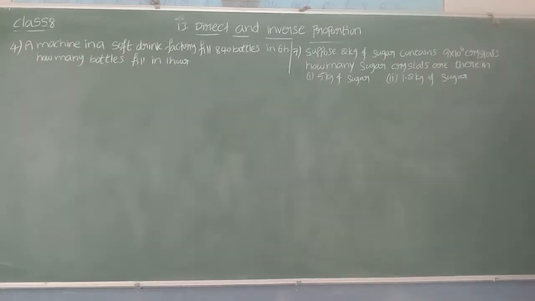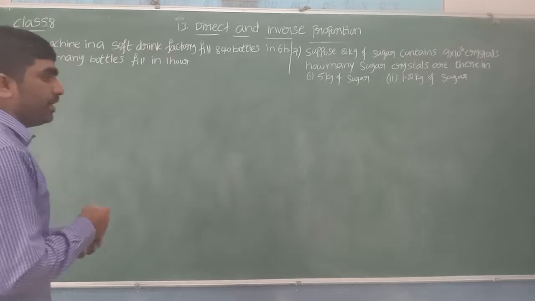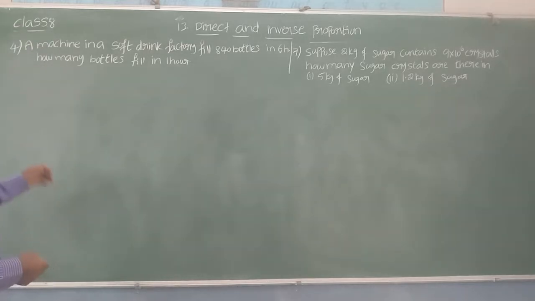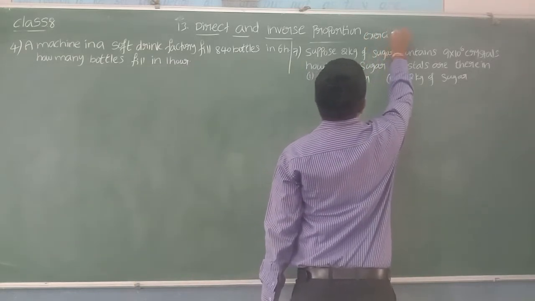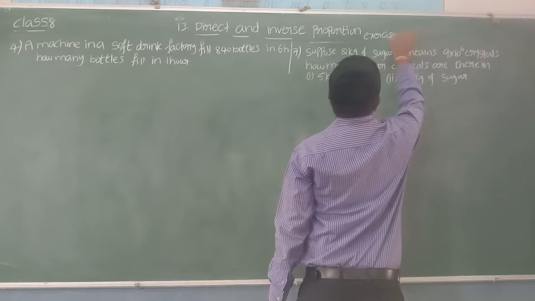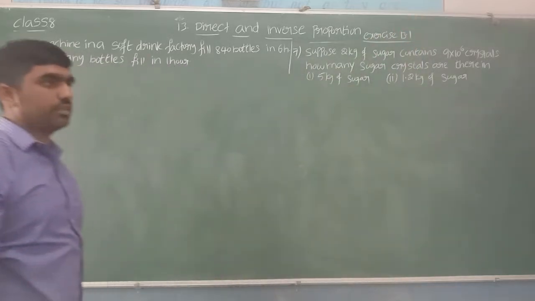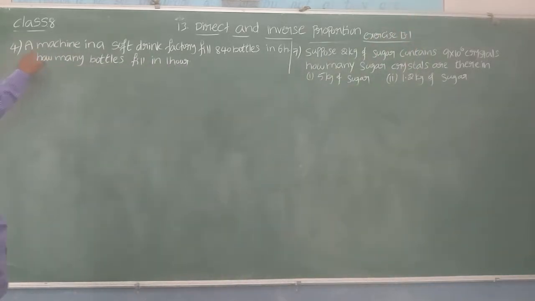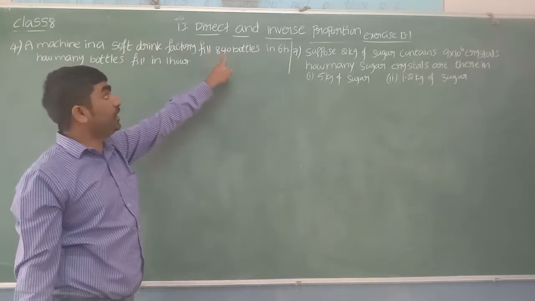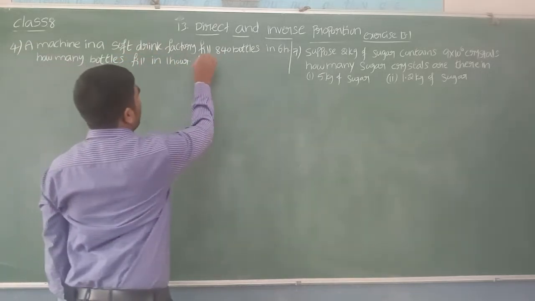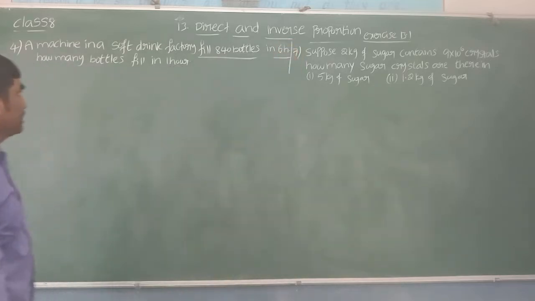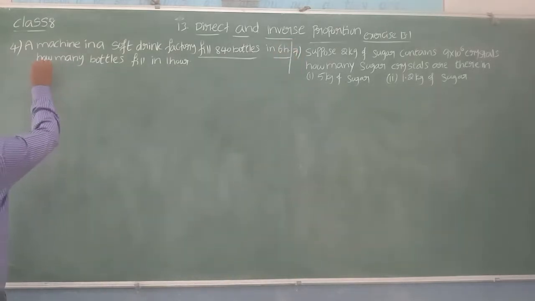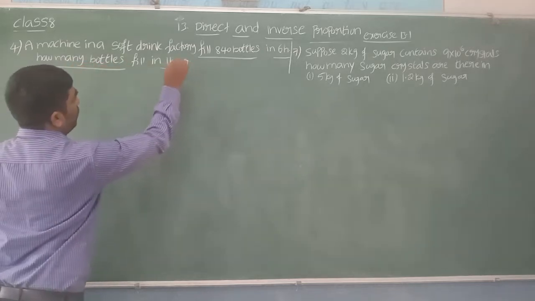Yes, children, let us see some examples based on direct proportion. From exercise 13.1, here we have the 4th and 7th. Let us see these two. A machine in a soft drink factory filled 840 bottles in 6 hours. How many bottles did it fill in 1 hour?